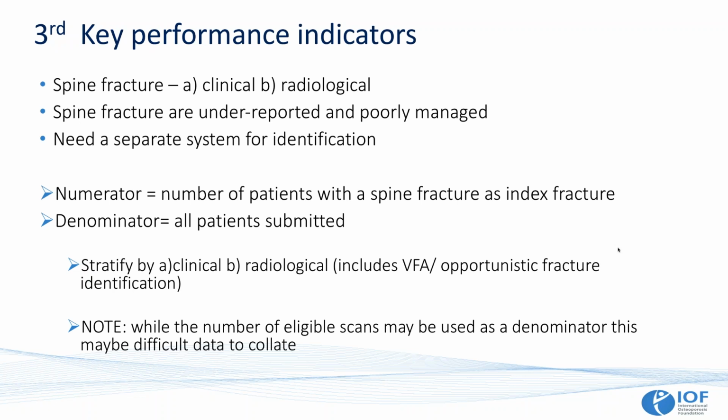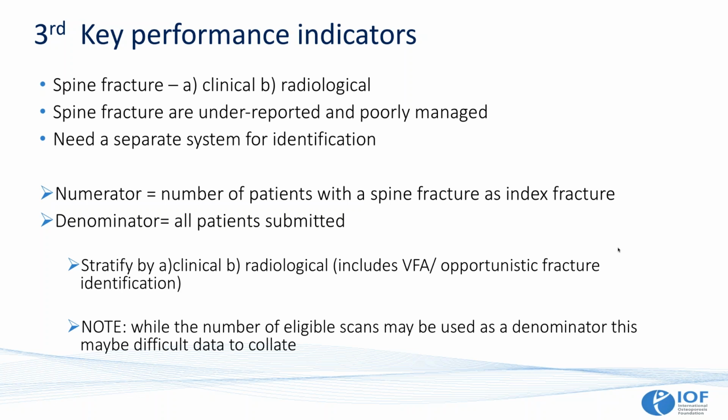The second key performance indicator is about spine fractures. We know spine fractures are underreported and poorly managed, and they're a big challenge for FLSs. So usually we advise that if you're setting up an FLS, leave the spine fractures to last, because they require a separate system for identification and have certain different characteristics to other fracture types. And it's easier to get the non-spine fracture pathway sorted out first and build on that, rather than to start with spine fractures and then go to the non-spine.